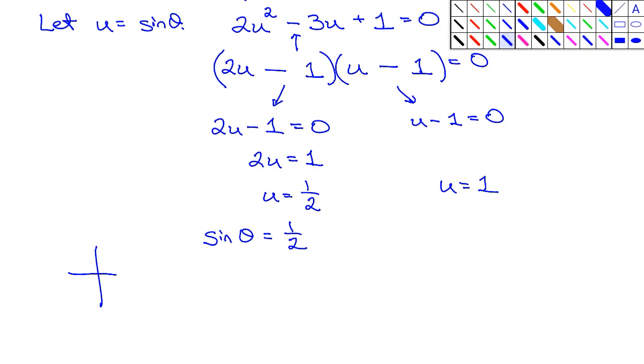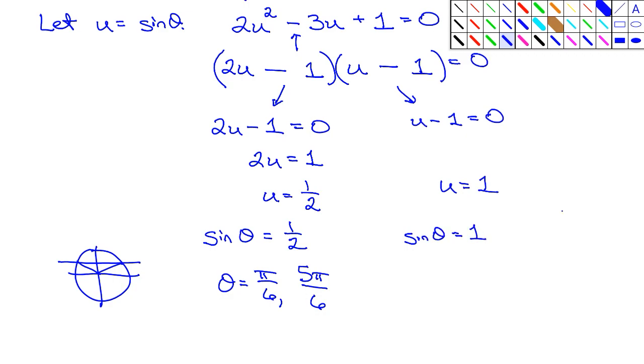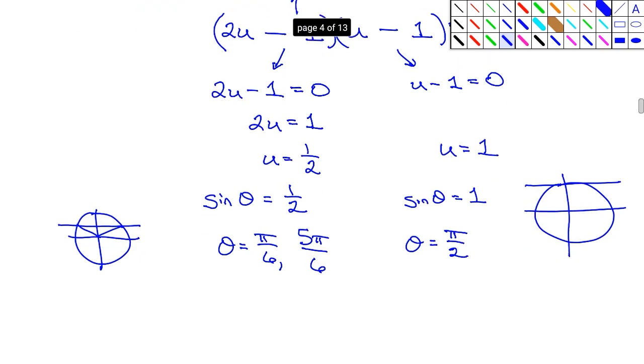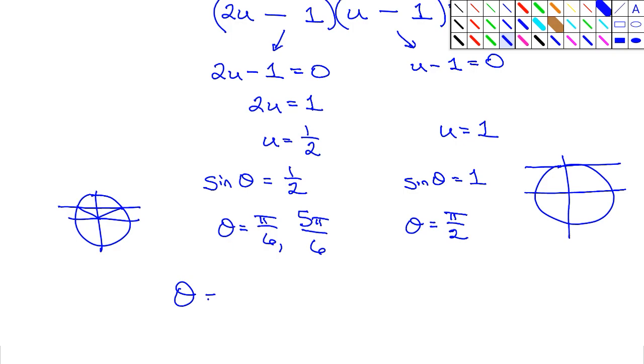That occurs when theta is equal to pi over 6 and 5 pi over 6. And we also have that the sine of theta is equal to 1, which occurs when theta is equal to pi over 2. So the three answers for this one are pi over 6, pi over 2, and 5 pi over 6.